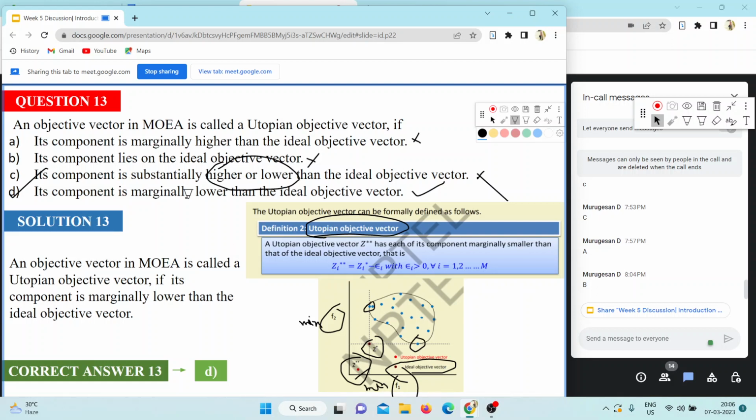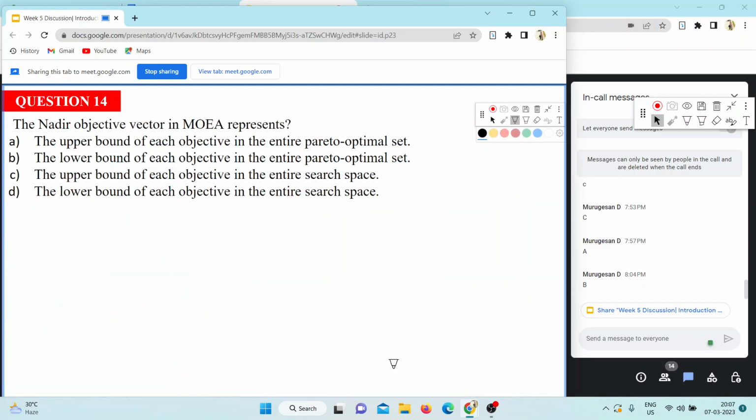More you can read from your lecture note about this utopian objective vector, but this is the concept. Your utopian objective vector lies marginally below your ideal objective vector. This is the concept. Any doubt regarding this? No, sir. Okay, so let's move to the next question.